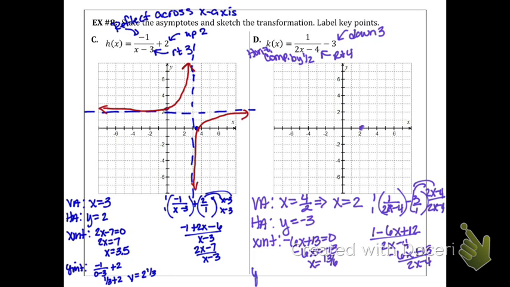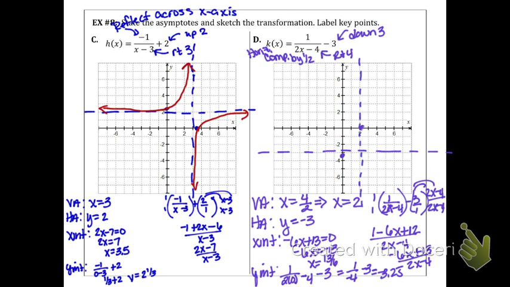All right, my y-intercept, plug in 0 for x. So 1 over 2 times 0 minus 4, and then minus 3. So 1 over negative 4 minus 3, so negative 3.25. All right, horizontal asymptote at negative 3. Vertical asymptote at 2.